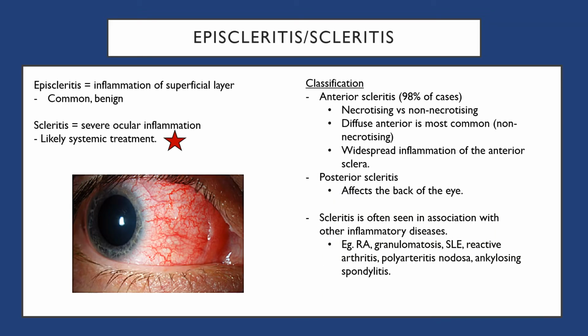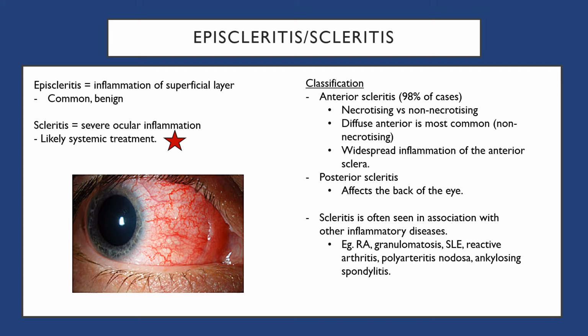So moving on to episcleritis and scleritis. The sclera is the next layer that we encounter. Episcleritis is inflammation of the superficial part of the sclera. This is a common benign condition, and there isn't really much to do in terms of management. It's more supportive. However, scleritis is severe ocular inflammation, and it's likely going to need systemic treatment, which is why I've put a red star by it, because it's quite a serious condition.